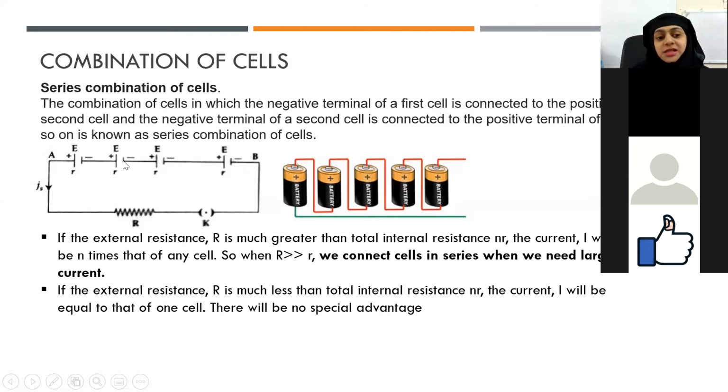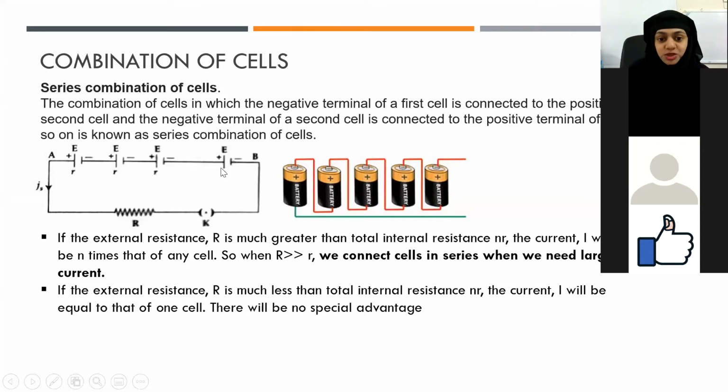So if the cells are connected in series, how can we find the total EMF? What will be the total EMF? And if they are connected in series, what will be the current derived from it? That is what we are going to learn today.